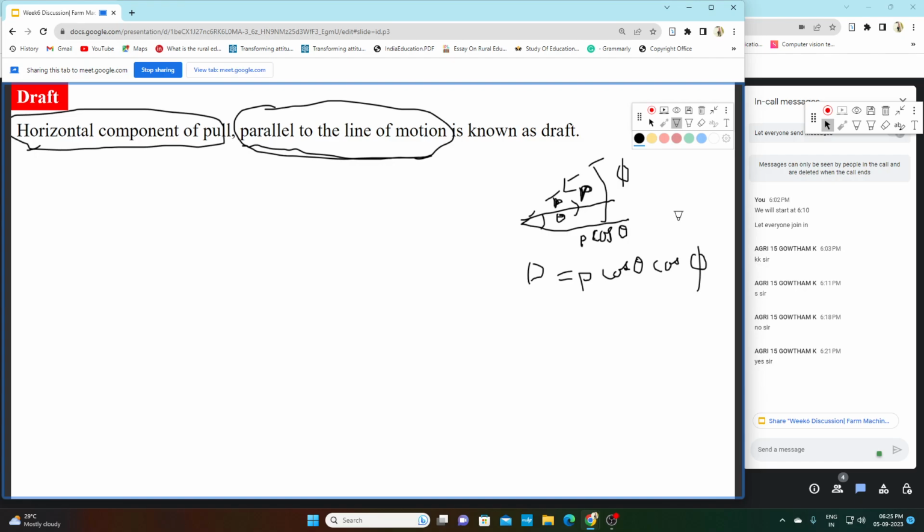Some implements like the moldboard plow or offset disc harrow, in all those implements, our line of pull is not aligned with the line of motion of the tractor. So for those implements we have to again take a cos component so that this P cos theta is aligned with the line of motion of the tractor. This together makes the pull. This is the first component, this is the second component. By the first component we get P cos theta, by the second component we get P cos theta cos phi. So that is your draft.